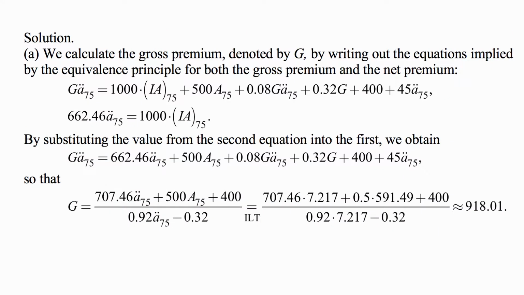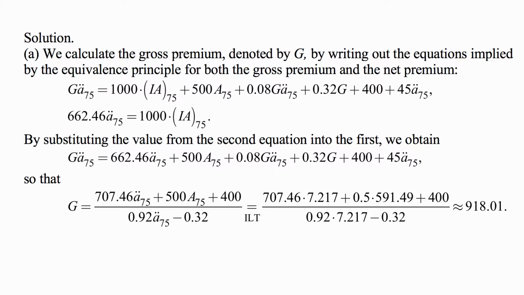And here's the solution of Part A. We calculate the gross premium, denoted by G, by writing out the equations implied by the equivalence principle for both the gross premium and the net premium. For the gross premium, the premium is paid as a life annuity on a 75-year-old that pays for life insurance, which is increasing, 1,000 times the basic increasing policy, plus 500 for the expenses upon death, plus all the other expenses, which is 0.08 G ä75 plus 0.33 G plus 400 plus 45 ä75.